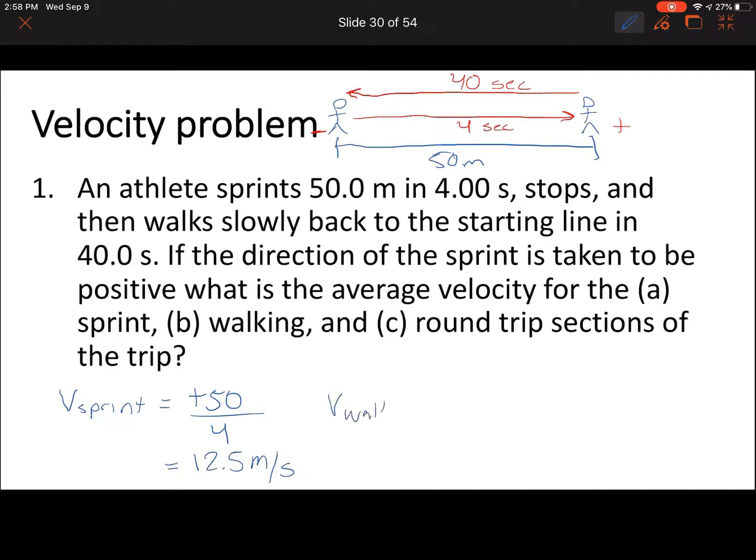Then they turn around. So then the velocity of our walk is going to be, again, we went 50 meters, but this time we went backwards during the walk. And that took 40 seconds. That comes out to be negative 1.25 meters per second.